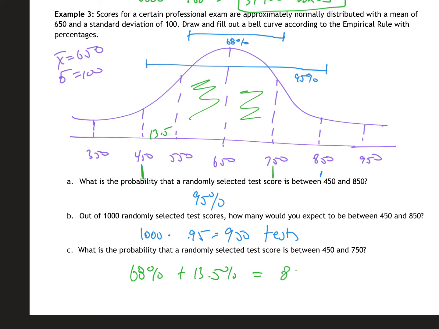And that will give you 81.5%. And you can kind of fill in stuff as you need. All right, I hope this helps. If you got questions, let me know. Pause it, kind of relook at it and see what you can do.